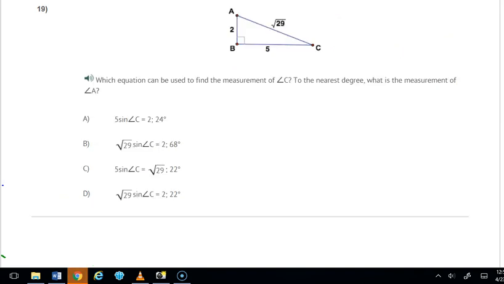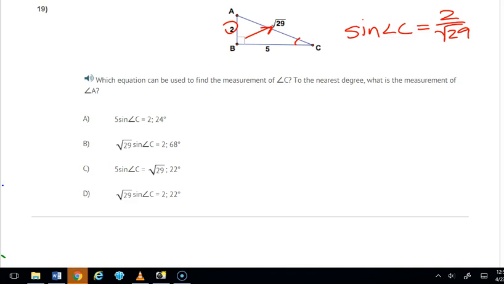Number 19 says, which equation can be used to find the measure of angle C? And then to the nearest degree, what is the measure of angle A? So this is a two-part question. We've got to answer each part. So we're looking for angle C here first, which formula. Now I noticed that all of them have sine in them, so I'm going to look at using sine. So the sine of angle C is equal to opposite over hypotenuse, and this is my opposite, 2, and then the hypotenuse is the square root of 29. So we're going to do this 2 over the square root of 29.